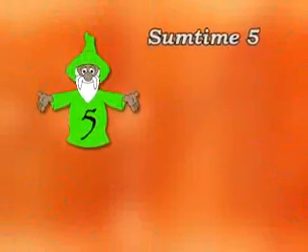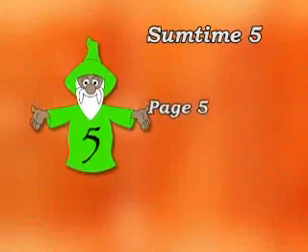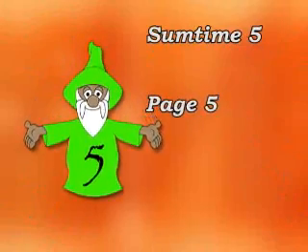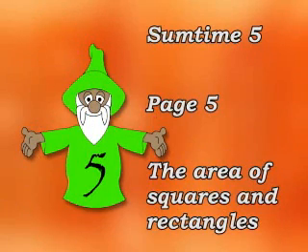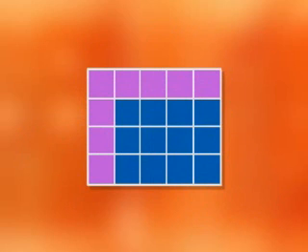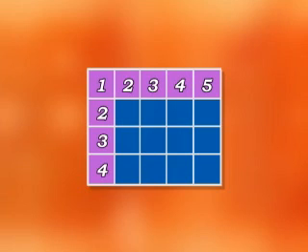Welcome to SumTime05. Today we're working with page 5 and we're talking about the area of squares and rectangles. Look at this figure. Let's say that every little square is 1 mile long and 1 mile wide. So the figure is 5 miles long and 4 miles wide.